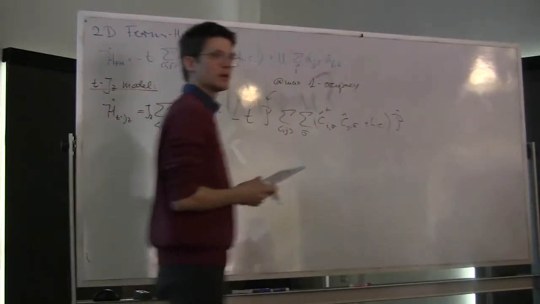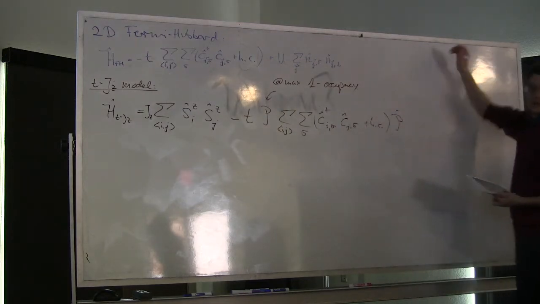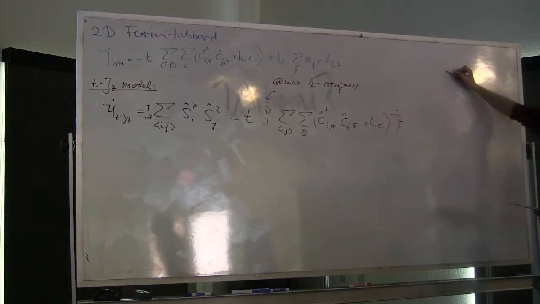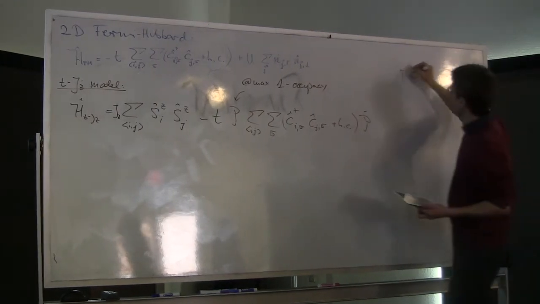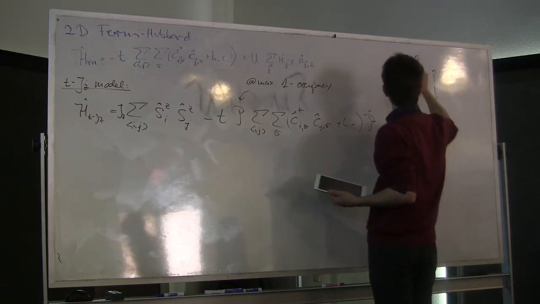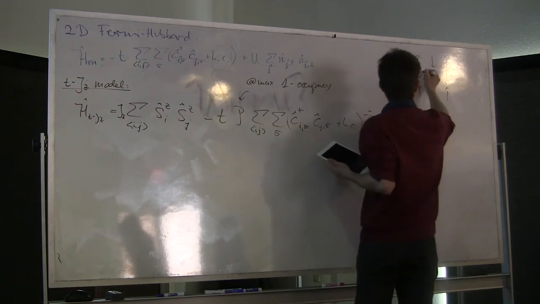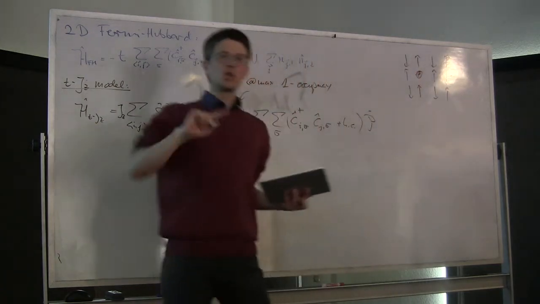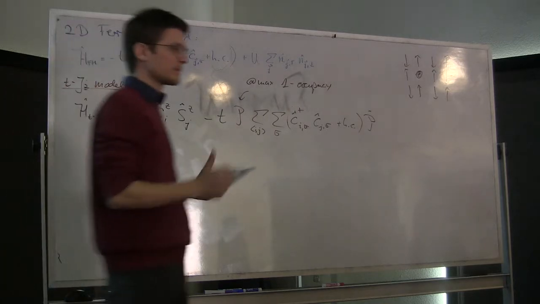So let's look at this model. The question I want you to think about, and I don't expect you to just see the answer, is this: if I take a single hole inside this antiferromagnet, let's say we start with this state here, which extends all the way. First of all, can this hole move to any point where it wants? That's the first question.